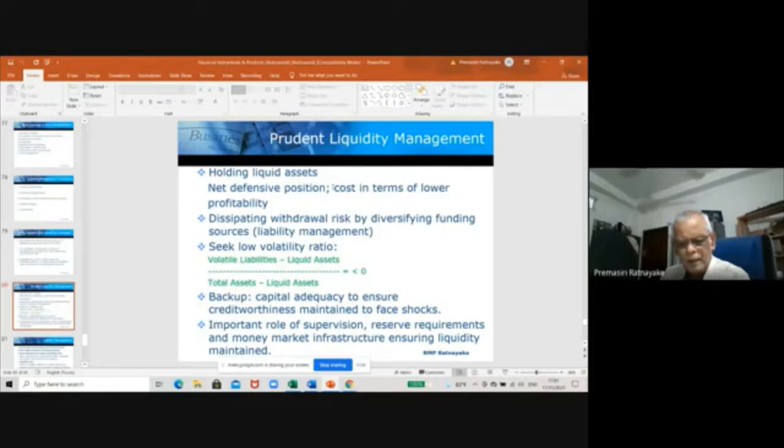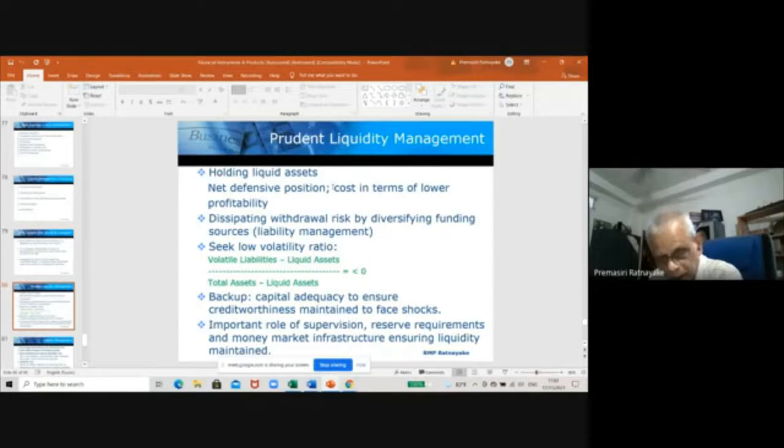Then the backup, capital adequacy, to ensure creditworthiness is maintained to face shocks. Capital adequacy norms are expressed, directed, or regulated under the regulations by the central bank. Important role of supervision, reserve management, and money market infrastructure ensuring liquidity is maintained. These are the safeguards in prudent liquidity management.